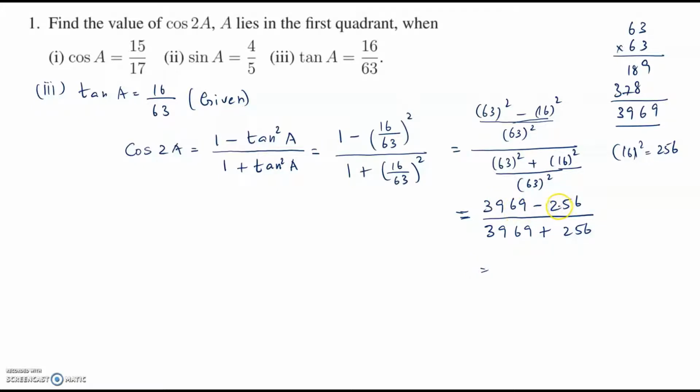So 3969 minus 256 will be 3713 divided by the sum of these two, which will be 4225. That's our answer.